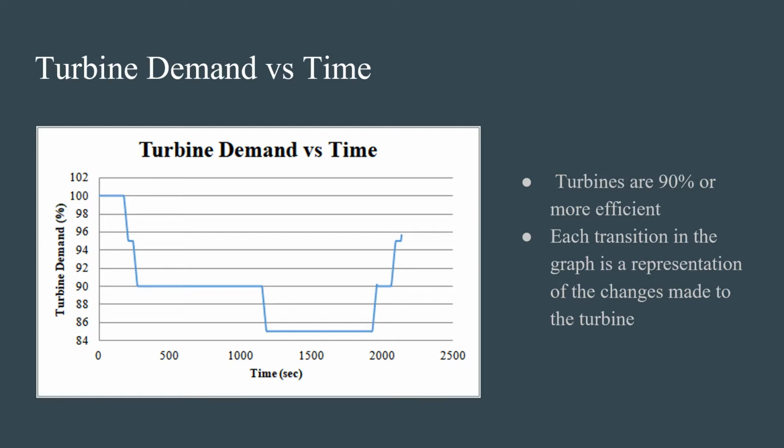Turbines are a component of the secondary loop and are 90% or more efficient. At times of 250, 1200, and 2000 seconds, the graph shows a lag whenever changes were being made to the turbine demand percentages.